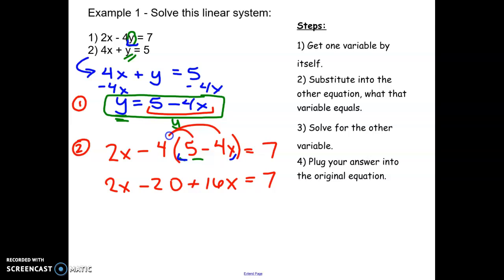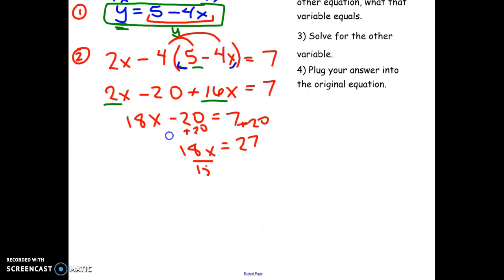This is linear, so we just combine like terms. So I see here that I have a 2x and a 16x. So when I put them together, I get 18x minus 20 equals 7. Now we're almost done. I can add the 20 over because I want it to be with the 7, so that again I've combined all like terms. So we're going to get 18x equals 27. And then final step, divide out that 18. So I get an answer that x is 1.5.